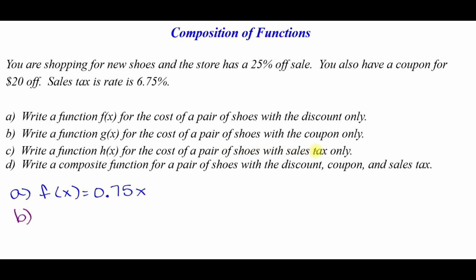Write a function for the cost of a pair of shoes with the coupon only. So we have a $20 off coupon. So my g of x would just be x minus 20.